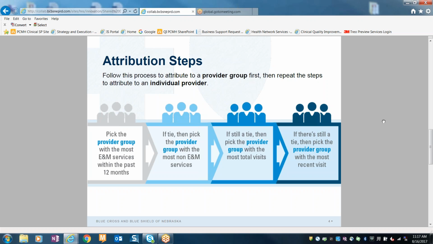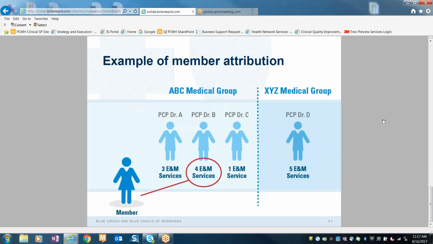So the next slide is just a visual representation of what we just went through. So what we have here, 2 different medical clinics. We have ABC and then we have XYZ. And you can see, looking back the last 12 months, this member has had 13 different E&M services total at 2 different clinics, right? So the PCP within XYZ medical group has the most total E&M services. There have been 5 visits within the last 12 months.